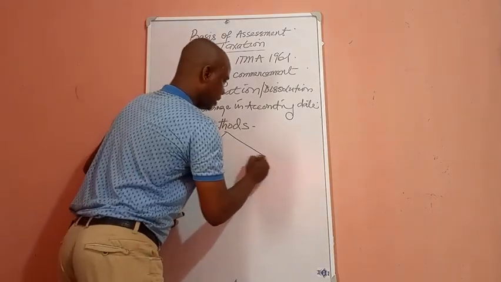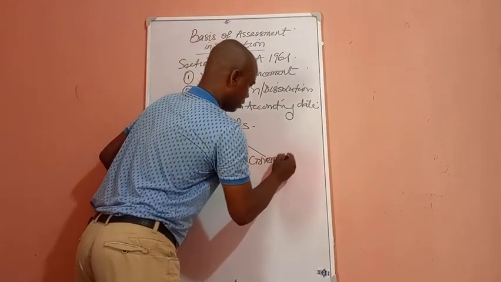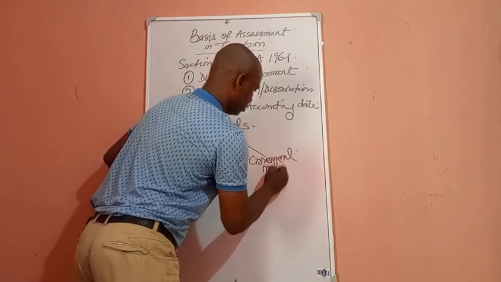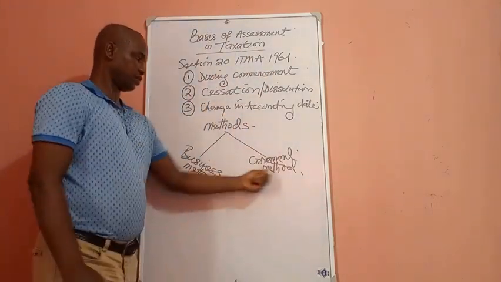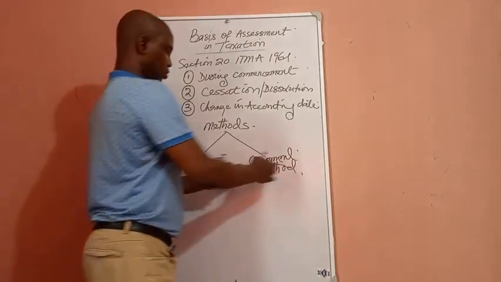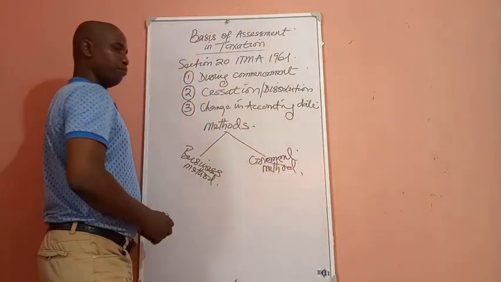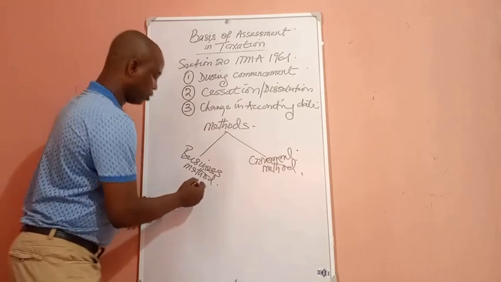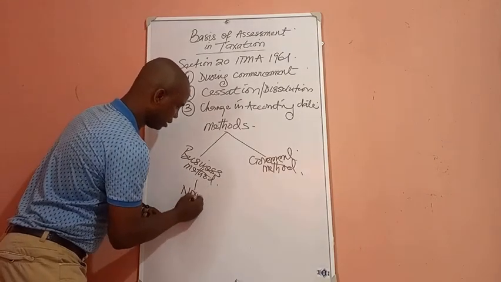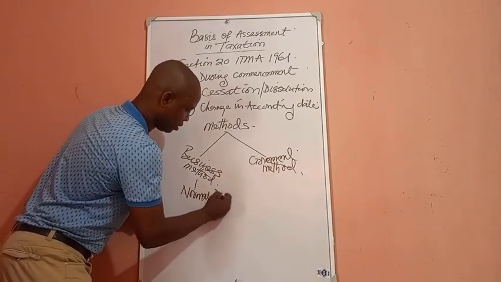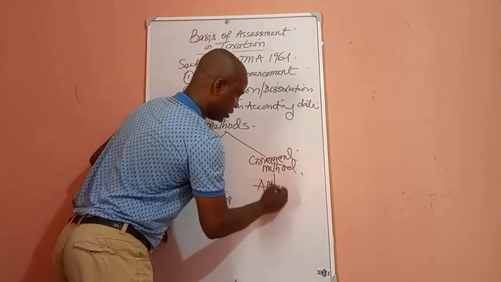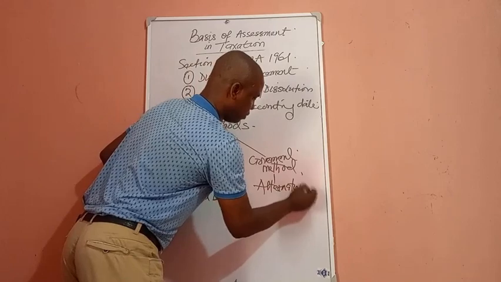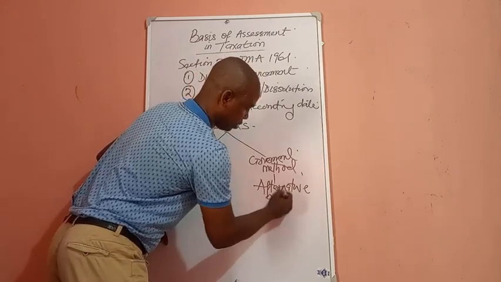They will have the government method. So these are the two areas. Business method, then the government method. Business method is called the normal basis of assessment. And then the government method is called the alternative basis of assessment.